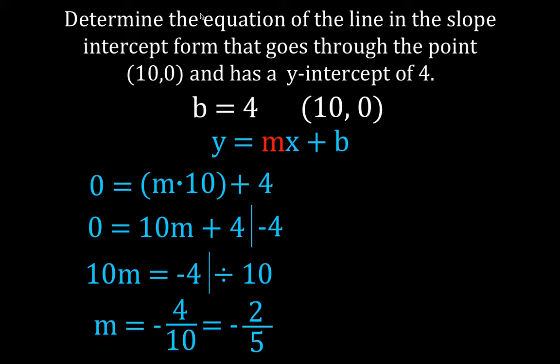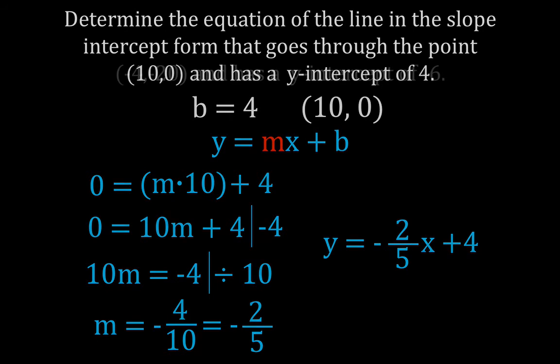Once again, we're ready to write the equation. We have our intercept, b, and we have our slope, m, and we simply write y equals mx plus b, y equals minus 2/5 x plus 4. Plus 4, and we calculated minus 2/5. All right, so there you go.